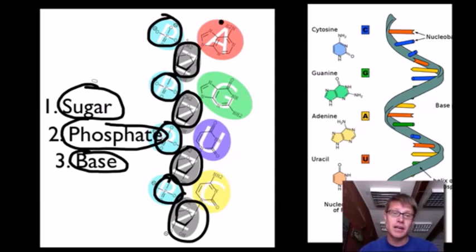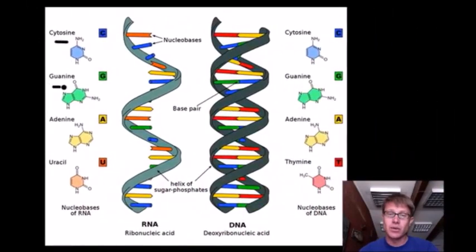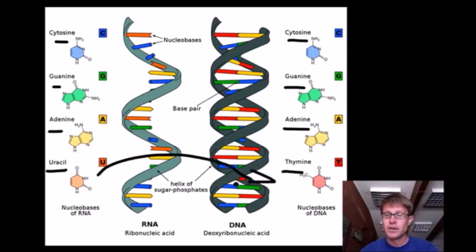What goes off the inside attached to the sugar is going to be the base, the nitrogenous base. And so in RNA, it's adenine, guanine, uracil, and cytosine. If you look at DNA, the bases that we have are cytosine, guanine, adenine, and thymine. And so this is another difference between the two. In RNA, it's going to be a uracil. In DNA, it's going to be thymine.